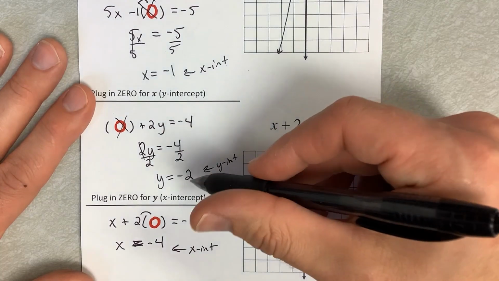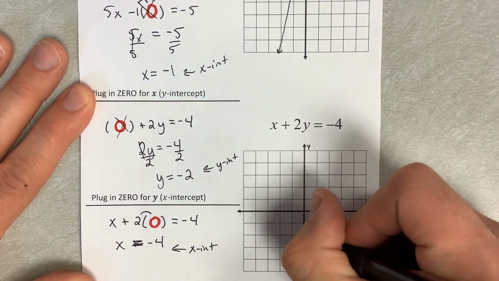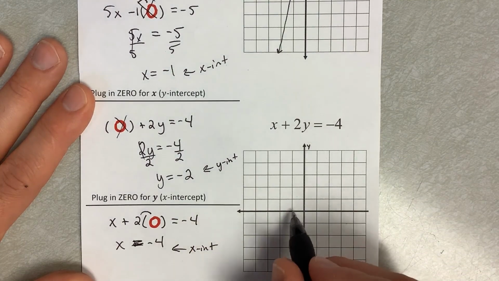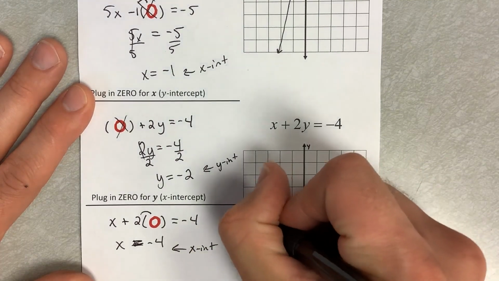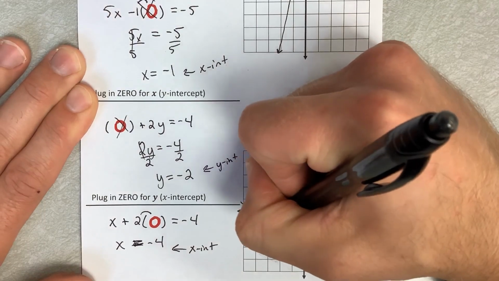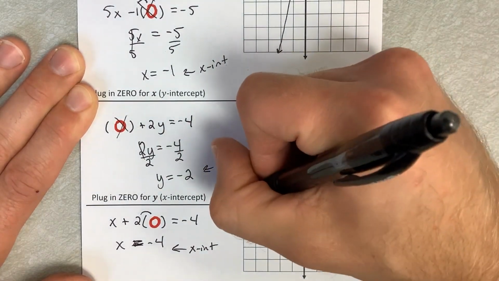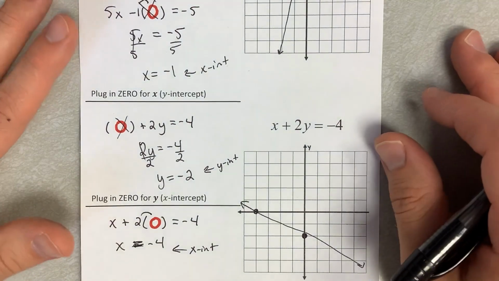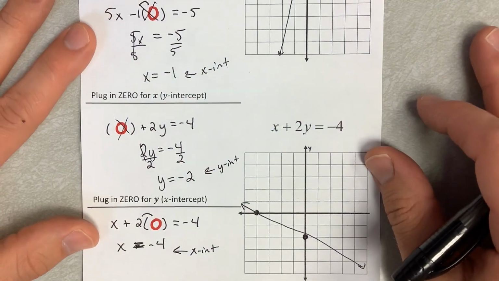So, go to my y-axis, I go to -2, I put a dot. Go to my x-axis, I go to -4. 1, 2, 3, 4, put a dot. And this is my line. So there we go. Some quick work, I can graph my lines. That's all you gotta do.